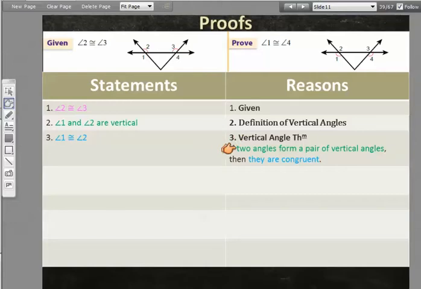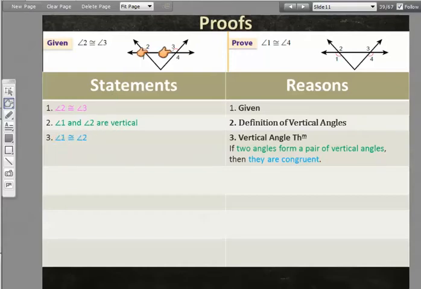Now, when you're writing proofs, I would like for you to do this so you can make the connection. I've talked to you about this in our other lessons. But when you're writing your reasons on paper to turn in, like for a test, all you need to state is the vertical angle theorem. It says if two angles form a pair of vertical angles, matches my previous statement, they are congruent, matches my current statement.